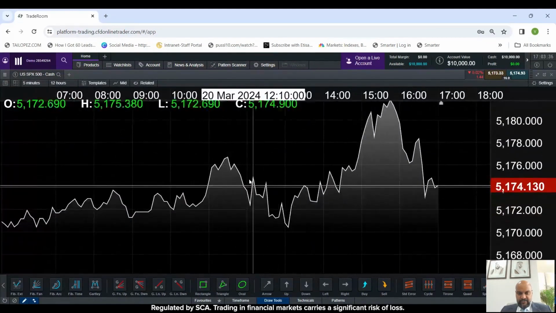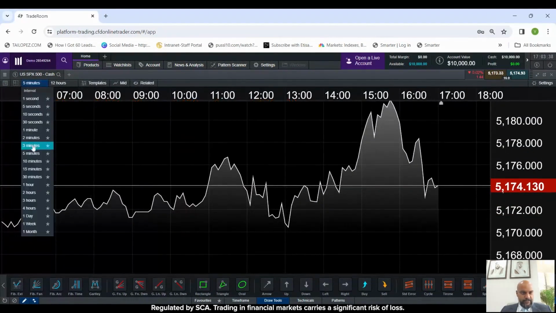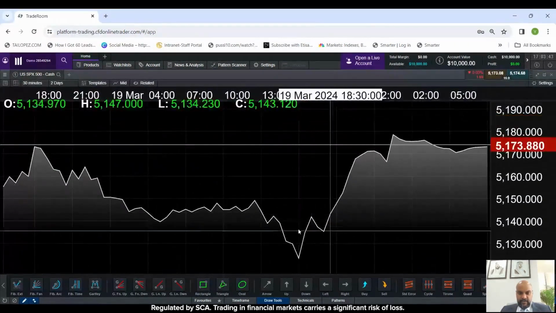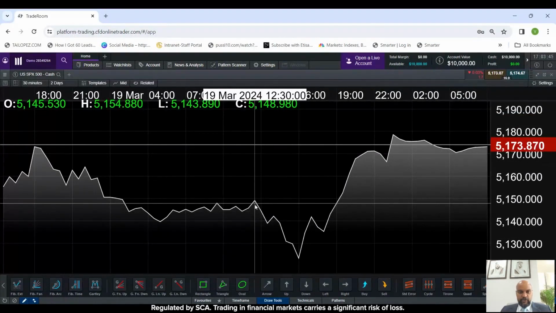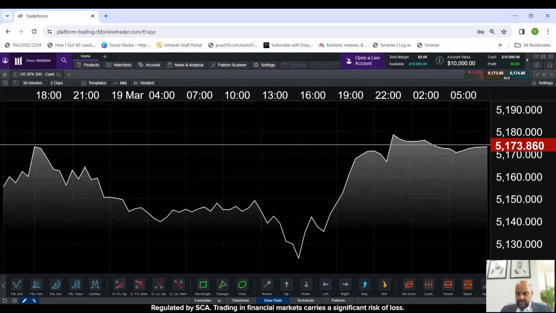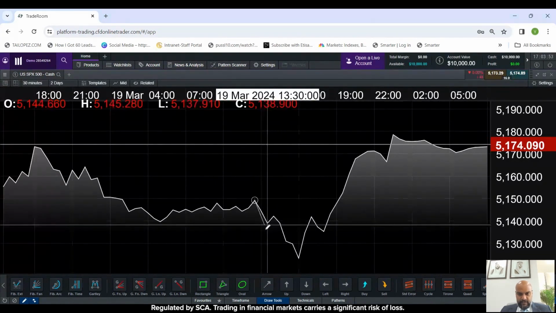Let's look at a couple of smaller charts. Now, let's try and identify if there's a head and shoulder here very quickly. If I make this 30 minutes, it's easier to see. Now, this is something that has happened on the 19th of March, right? This is pretty much from last afternoon till now. Let's look at how this one worked.